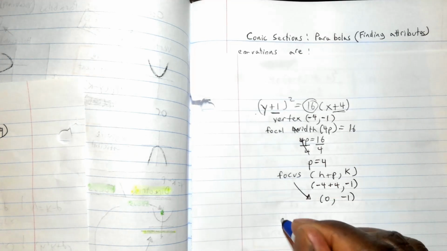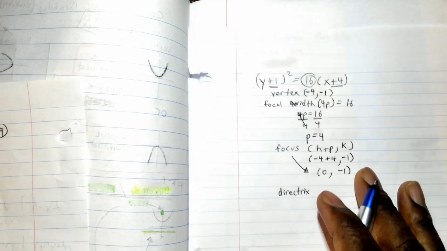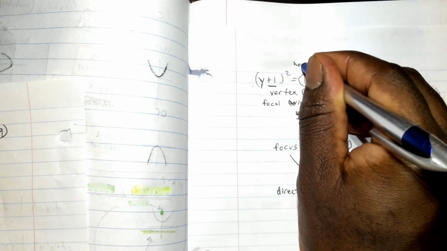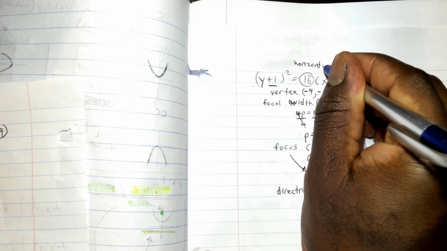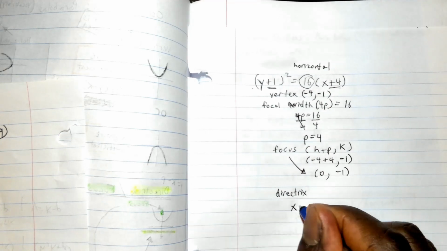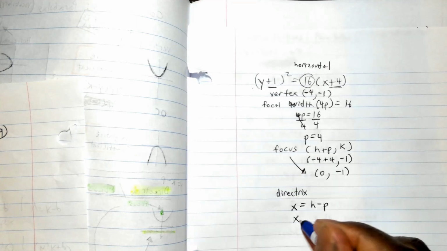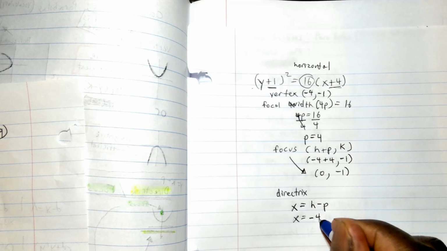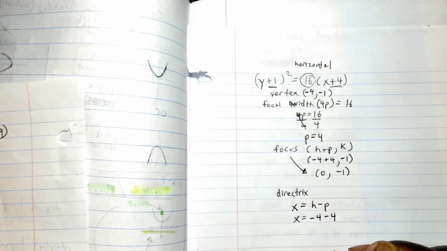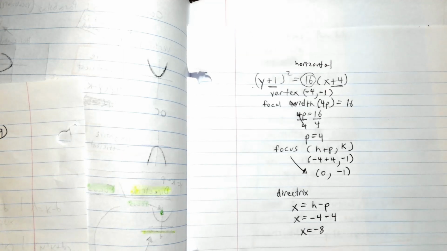Now, finally, let's do the directrix. For the directrix, again, we have a horizontal parabola. So that means that we're going to go with the equation x equals h minus p. So h, we know previously was -4, p is 4, so -4 minus 4. So our directrix equation is going to be x equals -8.